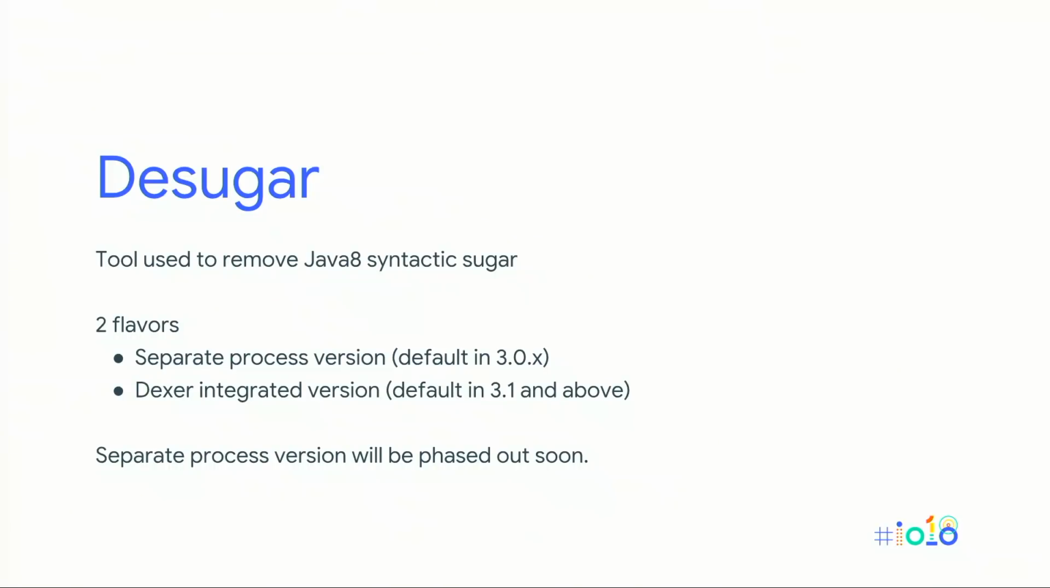Again, we're going to phase out the old version. In theory, you should all be switching to the integrated version. You shouldn't be seeing any difference. If you do, please file a bug. It's most likely our fault this time. It's probably not your fault. But file a bug, because we're going to phase out the old external process version very soon.